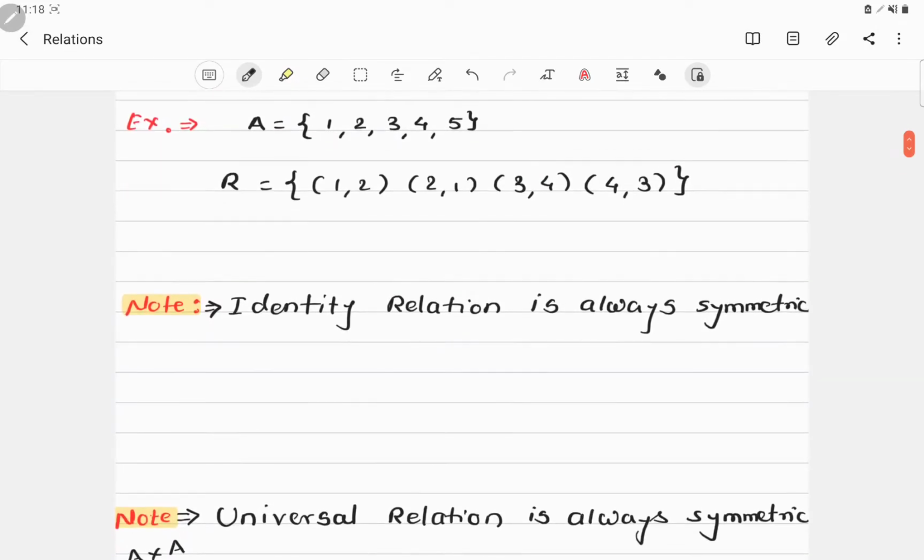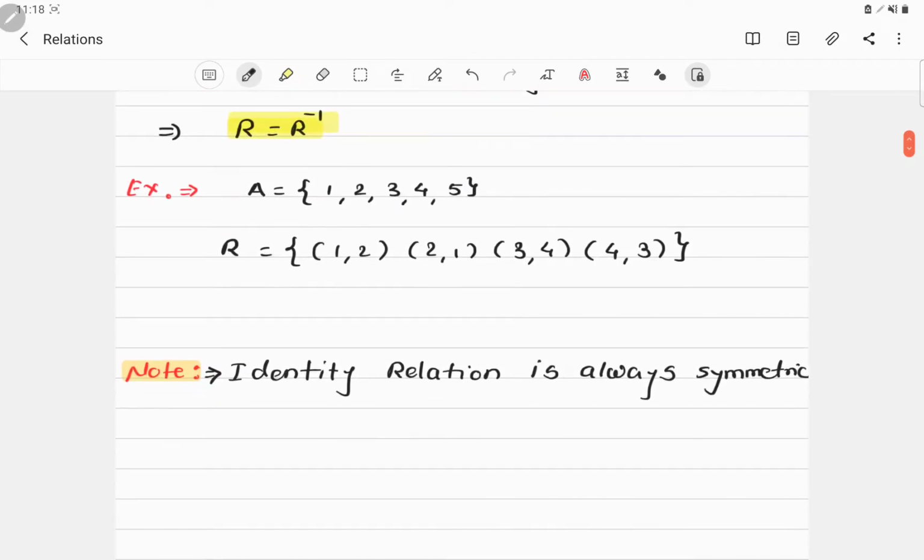Okay, let's understand this concept using this example. So this is the set A given with the elements 1, 2, 3, 4, 5.